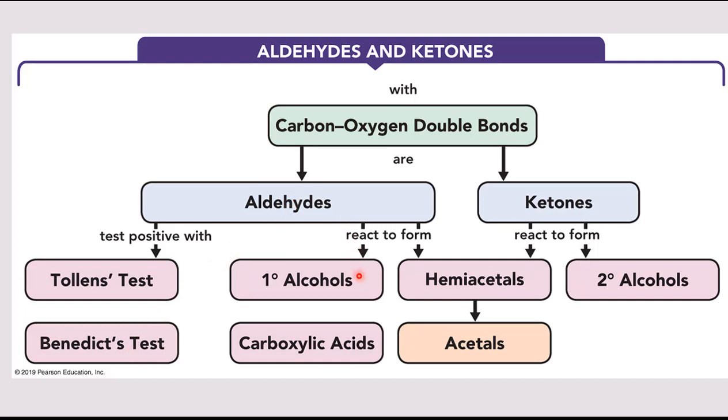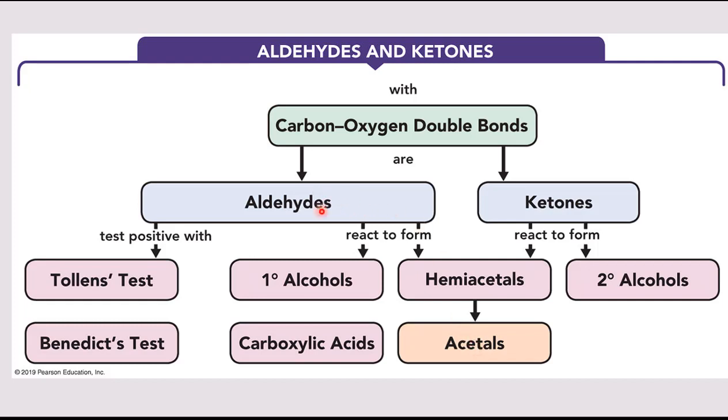Aldehydes will also react to form primary alcohols or carboxylic acids. They will also react to form hemiacetals and ultimately acetals. Remember, the hemiacetal is going to be unstable, so it's going to react with the second alcohol in order to form the acetal group. Ketones will reduce to make secondary alcohols, and then they will also react with alcohols to form hemiacetals and acetals.